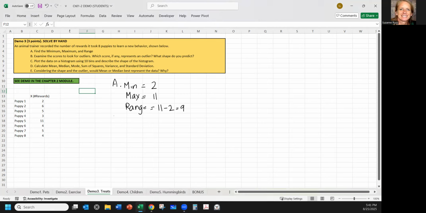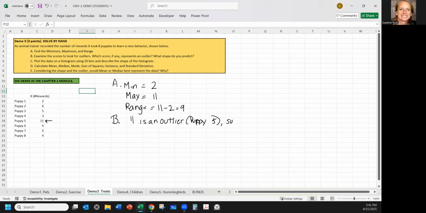B, examine the data to look for outliers. What score, if any, represents an outlier? And what shape do we predict? I think that this 11 looks pretty different from all of the other numbers, so I'm going to say that 11 is an outlier. That number of treats was produced by puppy 5. Maybe this group was younger than the others or had a traumatized life or something like that. Fear of humans.